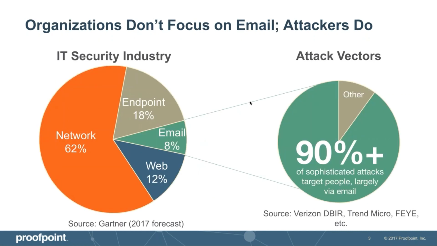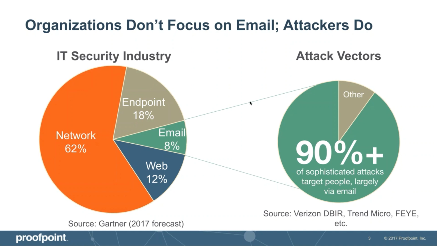So why do we believe email is so important? Well, I think there's a clear disparity here between what the industry is spending on email versus where the majority of attacks come in. According to all sorts of sources, whether it be Verizon with their data breach report, Trend, FireEye, our own data, we can see now that over 90% of attacks still come in via email. They're targeting people and targeting the vulnerabilities in people, but email remains the #1 attack vector.